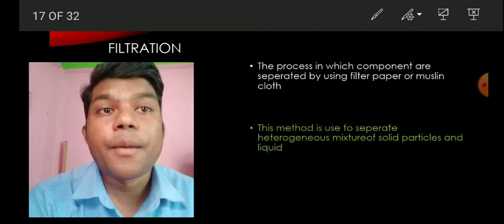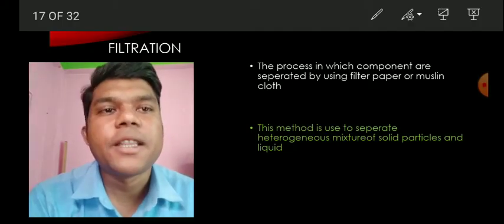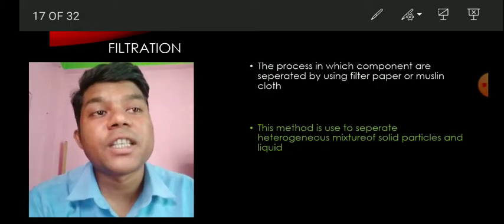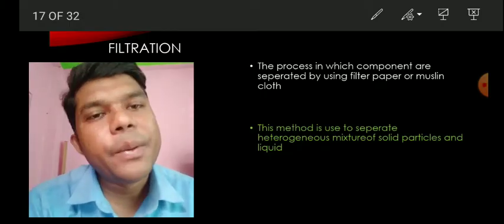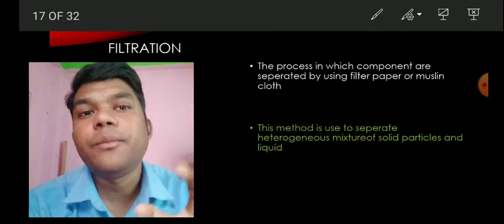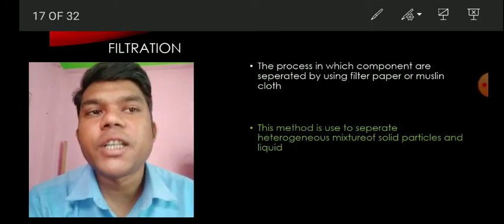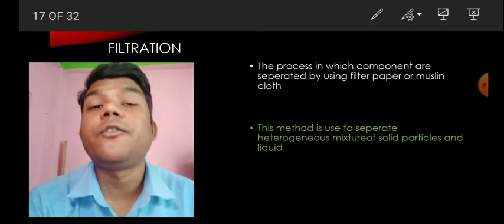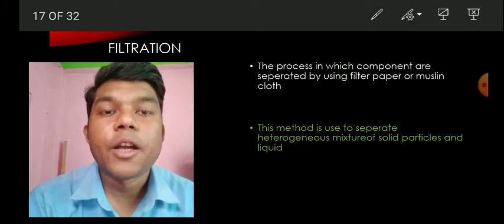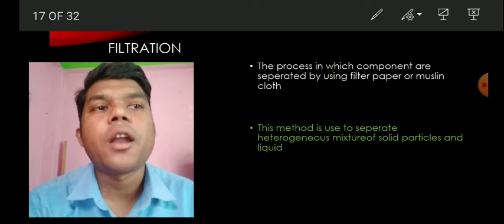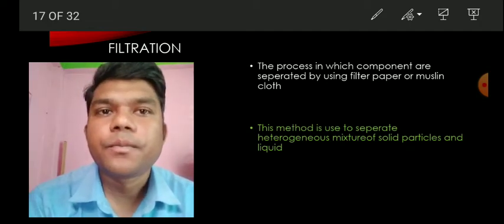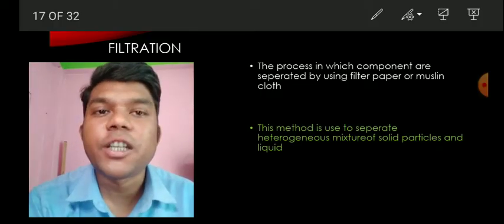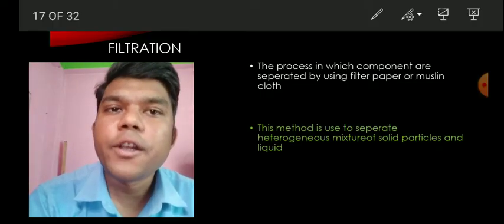Next we will discuss filtration. The next method of separation is filtration. So what is filtration? I think you remember that components means the things involved in the mixture. Filtration is the process in which components are separated by using filter paper or muslin cloth. This method, in which we use filter paper or muslin cloth, is called filtration.